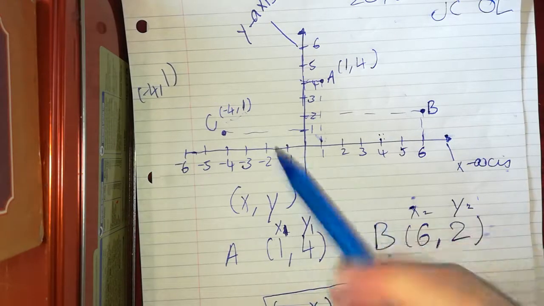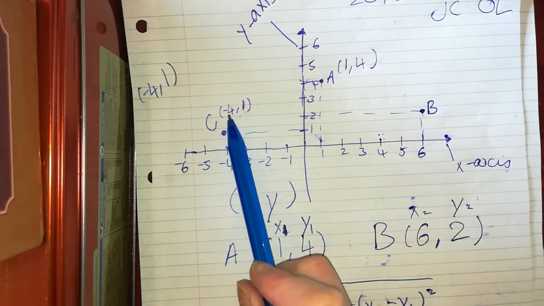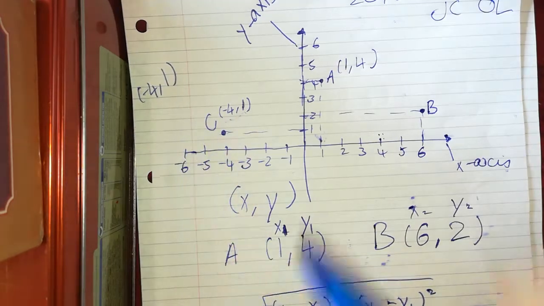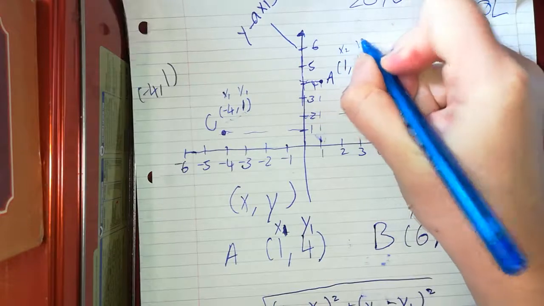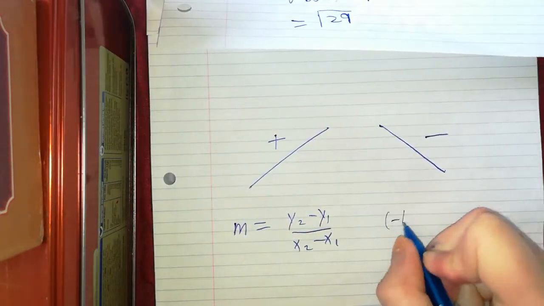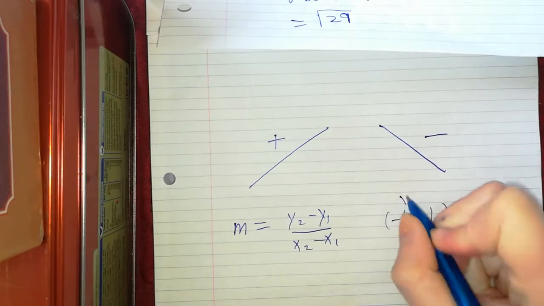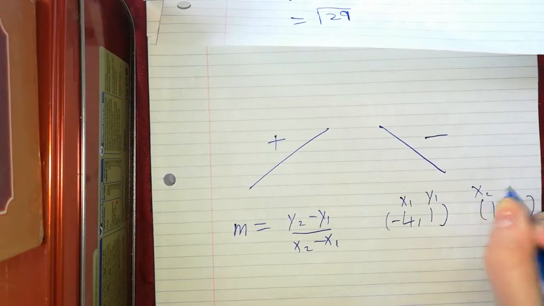So whichever point is closest to the left, we have to pick as our x1, y1. So this one here is closest to the left. So we're going to have to pick this as our x1, y1, and this as our x2, y2. So then I'll just write out the points we had. Minus 4, 1 was our x1, y1, and then 1, 4 was our x2, y2.